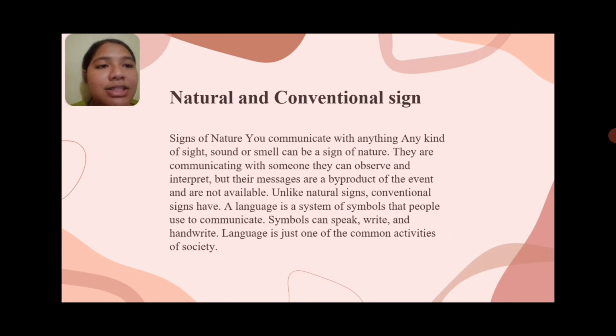Unlike natural signs, conventional signs have a language, which is a system of symbols that people use to communicate. Symbols can be spoken, written, and read. Language is just one of the common activities of a society. Next.